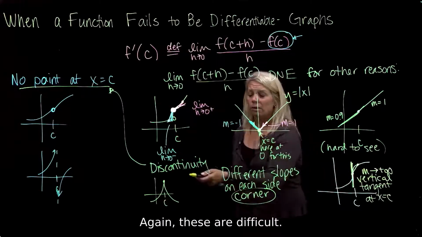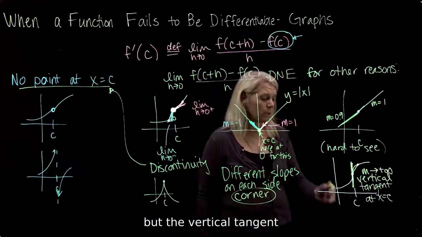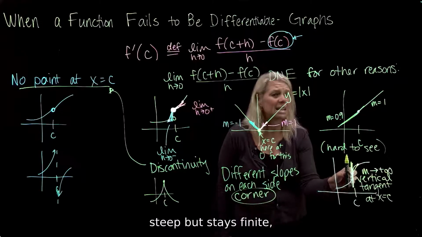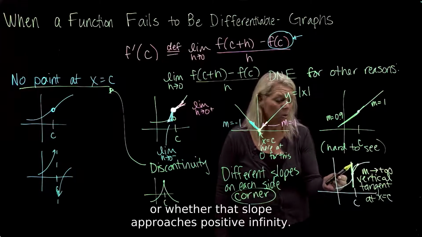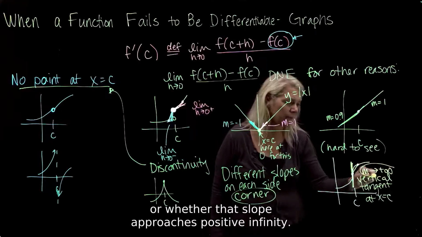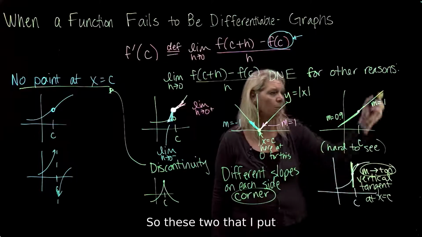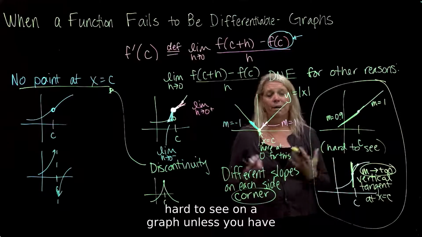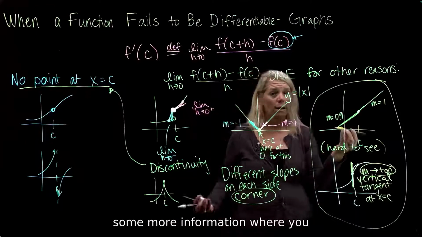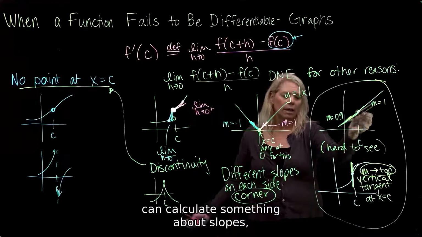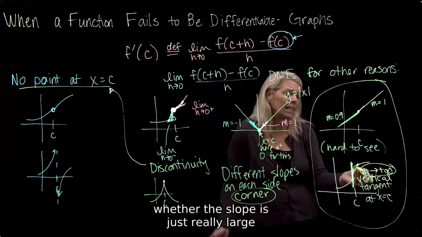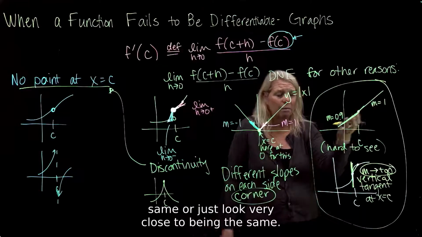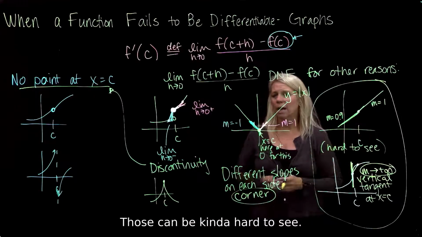Again, these are difficult. This sharp corner is not difficult to see, but the vertical tangent can be difficult to see on a graph, whether that slope just gets really steep but stays finite, or whether that slope approaches positive infinity. So these two that I put over here are ones that can really be kind of hard to see on a graph unless you have a function equation or some more information where you can calculate something about slopes, whether the slope is just really large or really is approaching infinity, or whether these slopes are the same or just look very close to being the same. Those can be kind of hard to see.